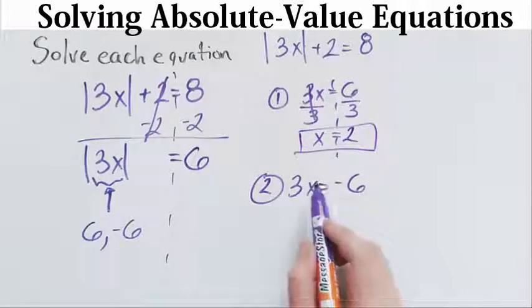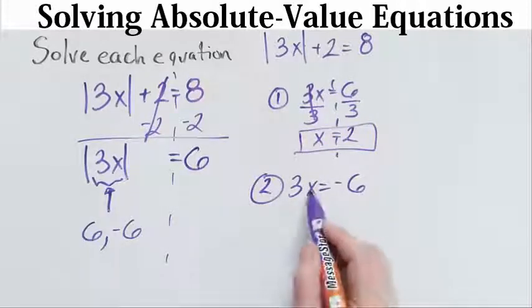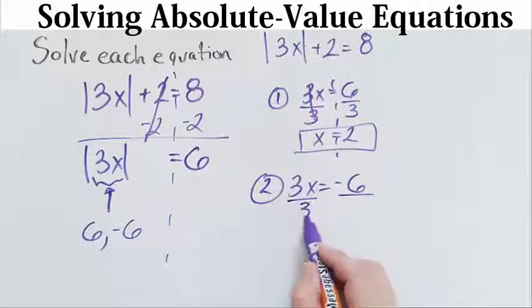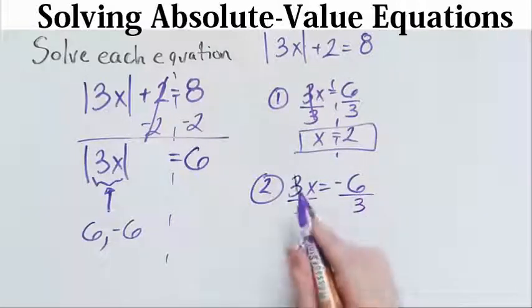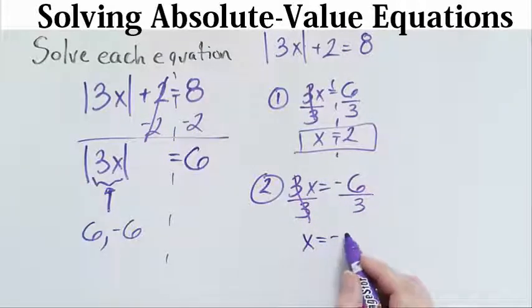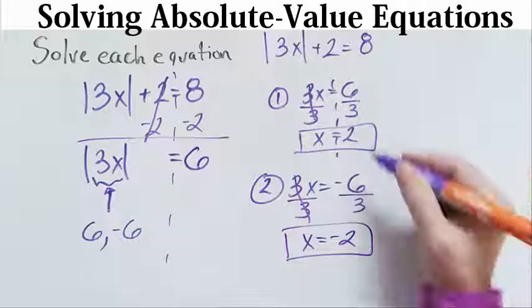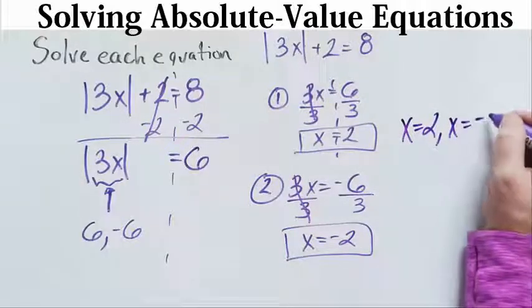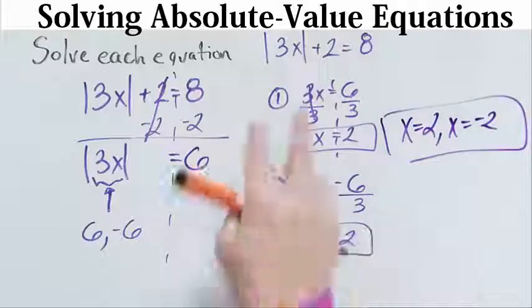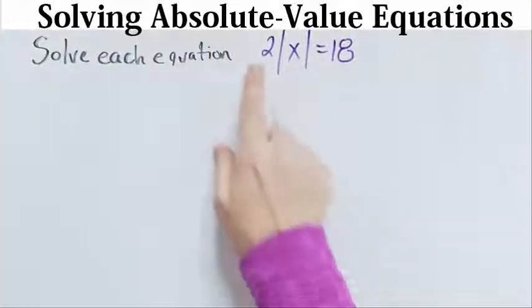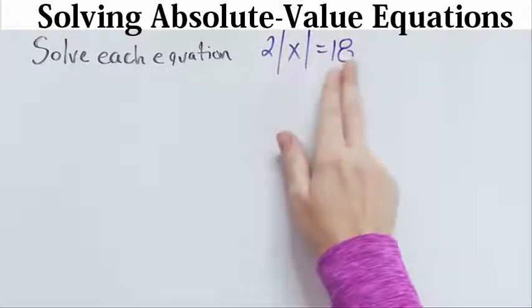For our second case, I want x by itself. X is connected by multiplication, so we're going to undo it by dividing. The 3 is the number that needs to go away. The 3's eliminate, so I have x equaling negative 6 divided by 3 is a negative 2. So we have two different answers. Either x to be positive 2 or x to be negative 2 are going to make this original statement true. And you're done.